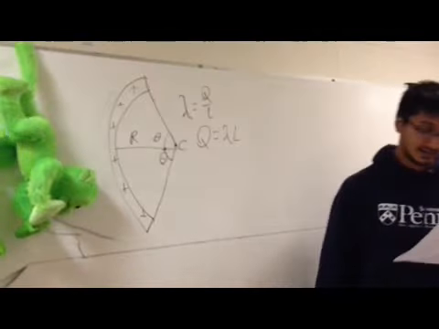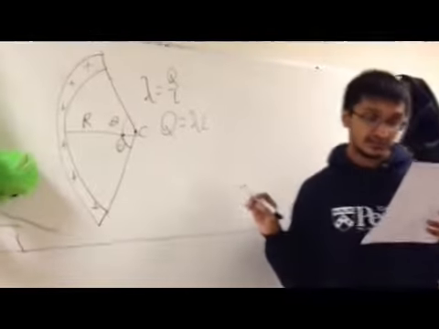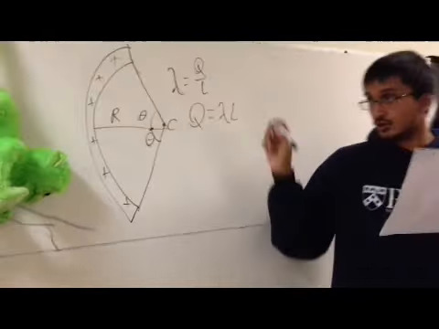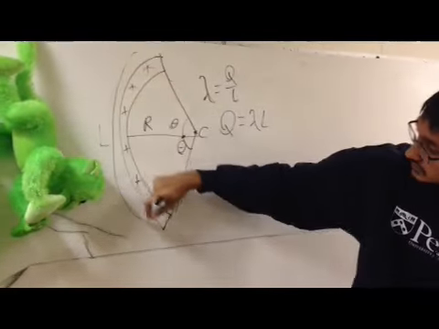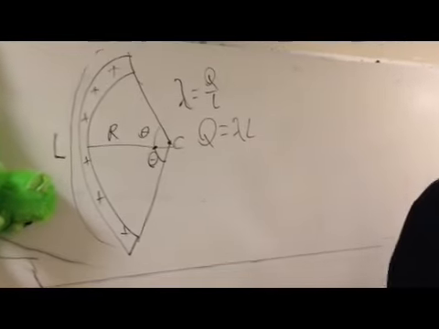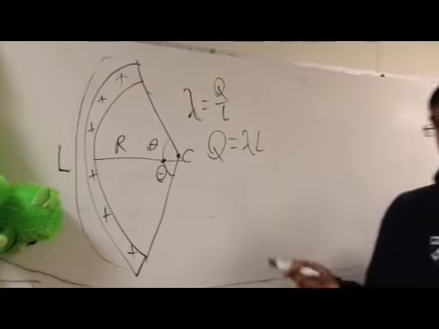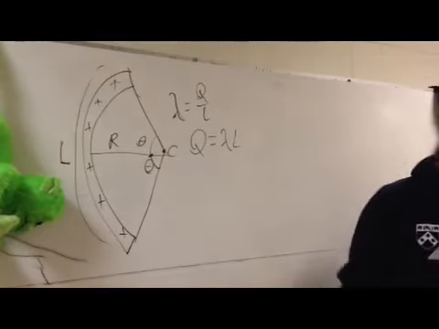Okay, so part C is about a thin non-conducting rod that has a total charge of Q and a total arc length of L. Hope you can see that. The angle of the arc that's created is 2 theta, evenly, theta and theta here.